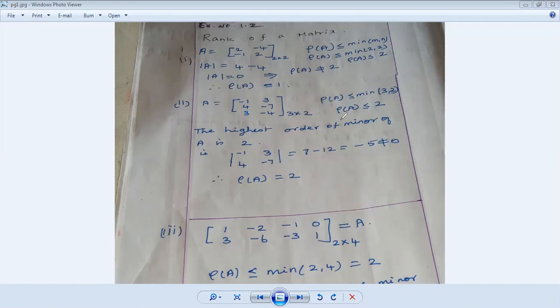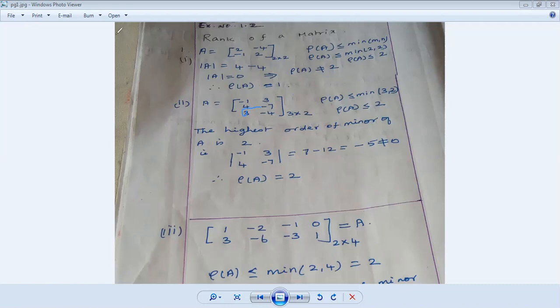Then, if the rank of the matrix is less than or equal to 2, it means the highest order of the minor is 2. Minor means 2 by 2 matrix. That may be minus 1, 3, 4, minus 7, or 4, minus 7, 3, minus 4, or you can take minus 1, 3, 3, minus 4. That means first 2 rows, or second 2 rows, or first row and third row, whatever it may be.